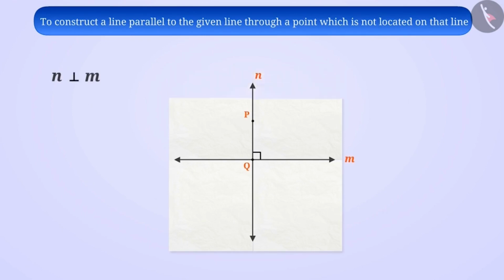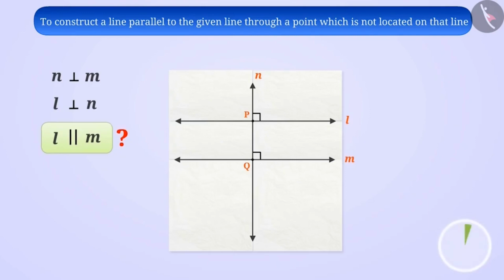Make a fold perpendicular to this perpendicular through the point P. Name the new perpendicular line as L. Here we can say that L is perpendicular to N. Since L is perpendicular to N and N is perpendicular to M, can we say that L is parallel to M? Think for a while.